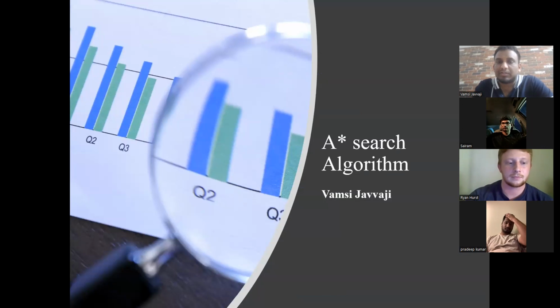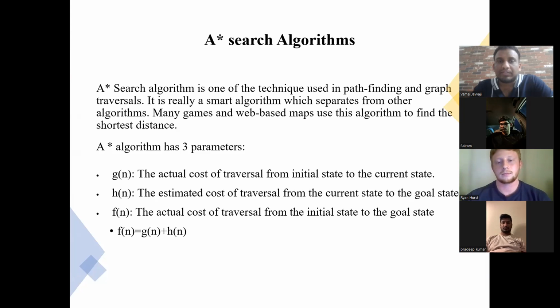Next, I will go with the A-star search algorithm. It is one of the best techniques used in pathfinding and graph traversals. It is really a smart algorithm which separates it from other algorithms. These are mainly used in games and web-based applications, and for using maps also. These algorithms play a vital role in finding the shortest distance.